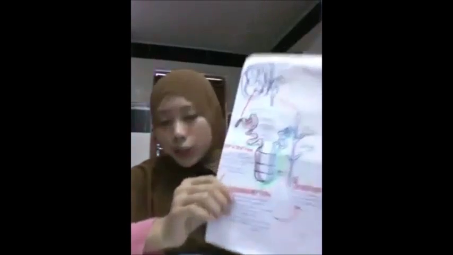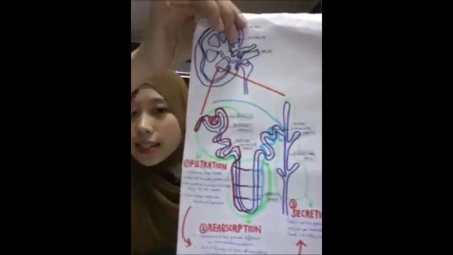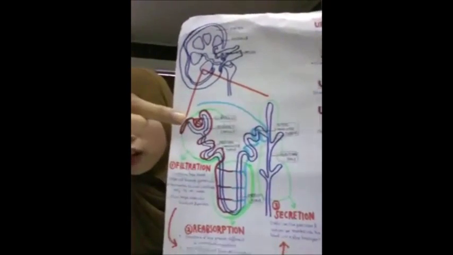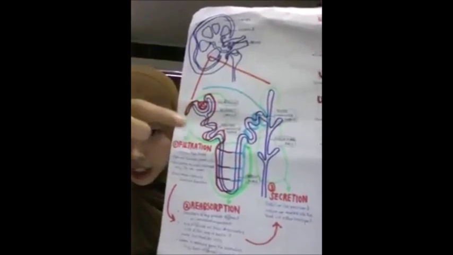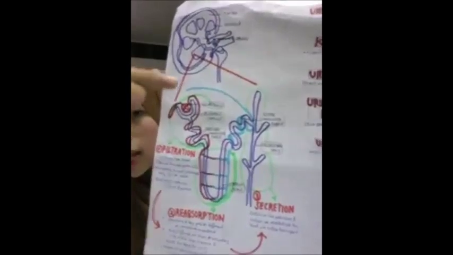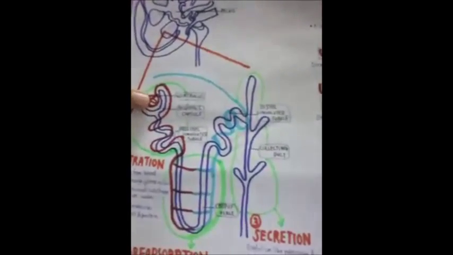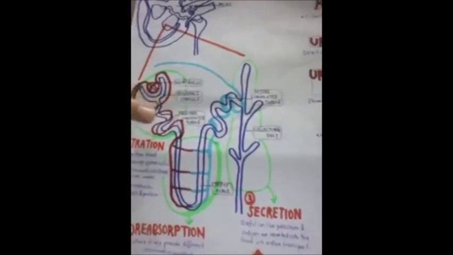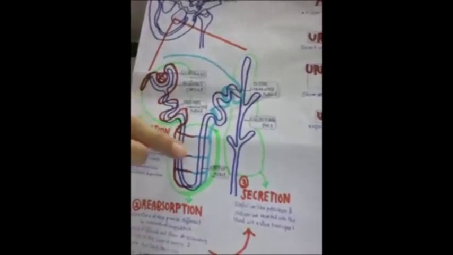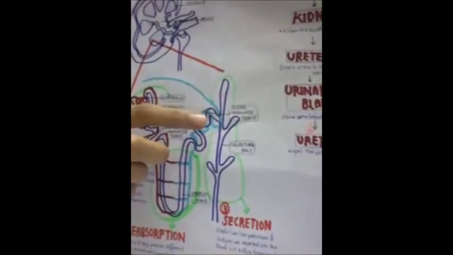Okay, as you can see from here, these are the components of the structure that are involved in the three processes. This is the glomerulus, Bowman capsule, proximal convoluted tubule, loop of Henle, this is the convoluted tubule, and the collecting duct. All these structures are located in the medulla of the kidney. Okay, the first process is filtration.